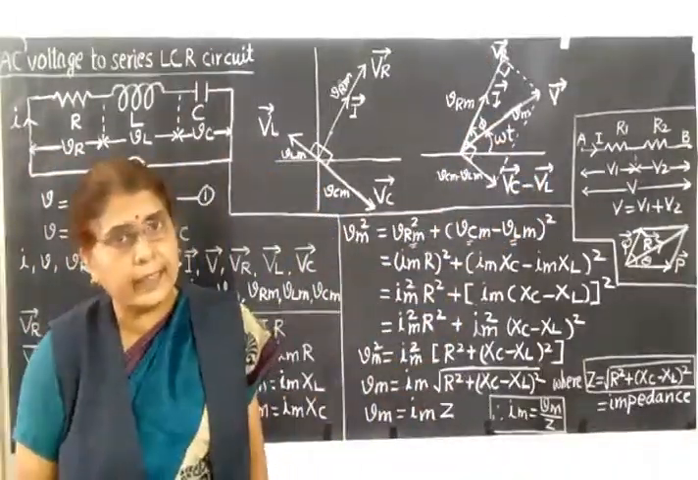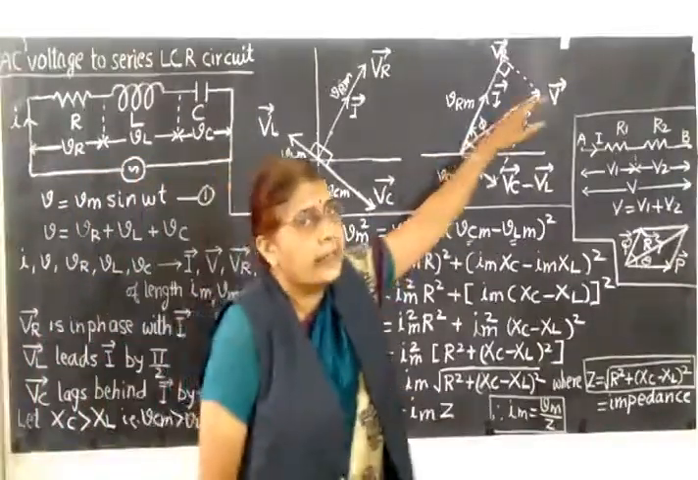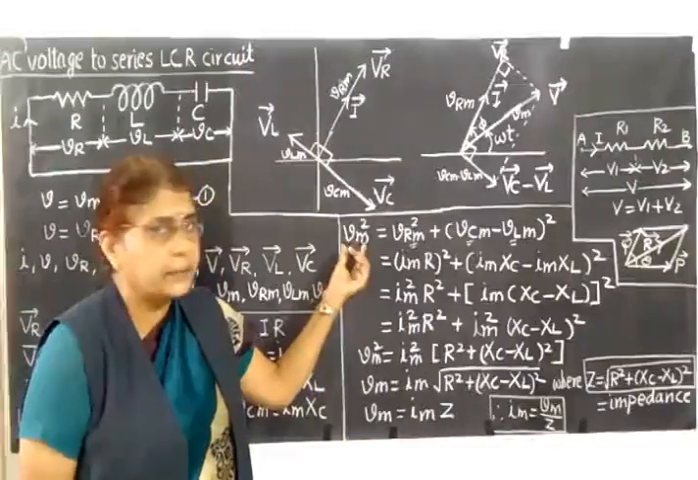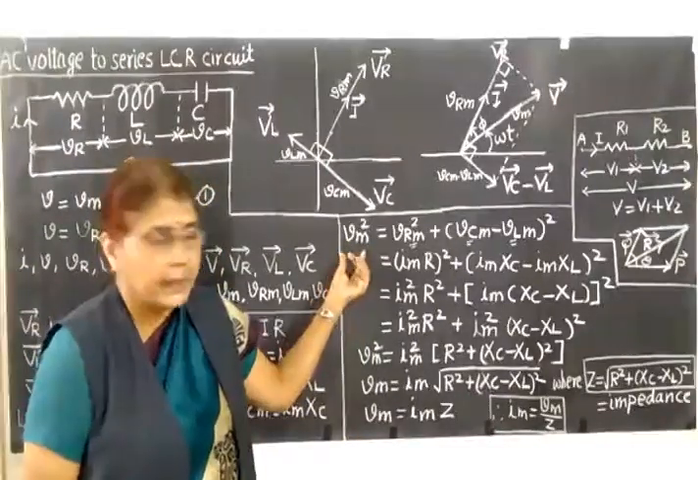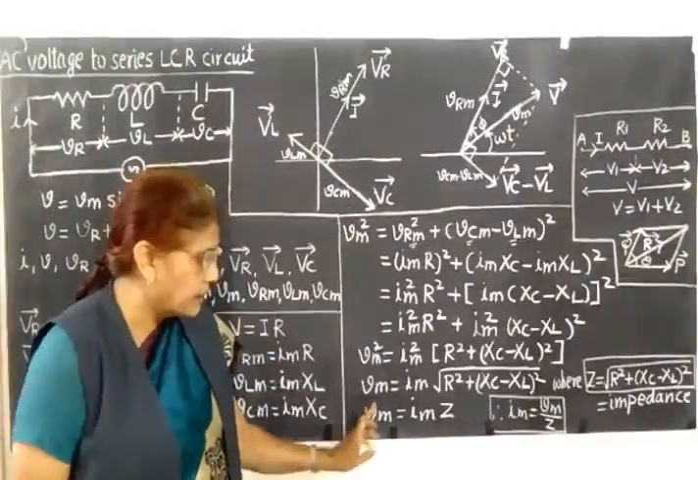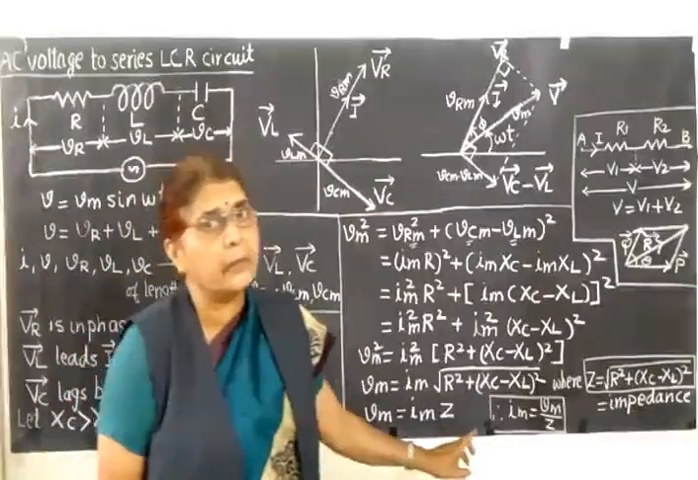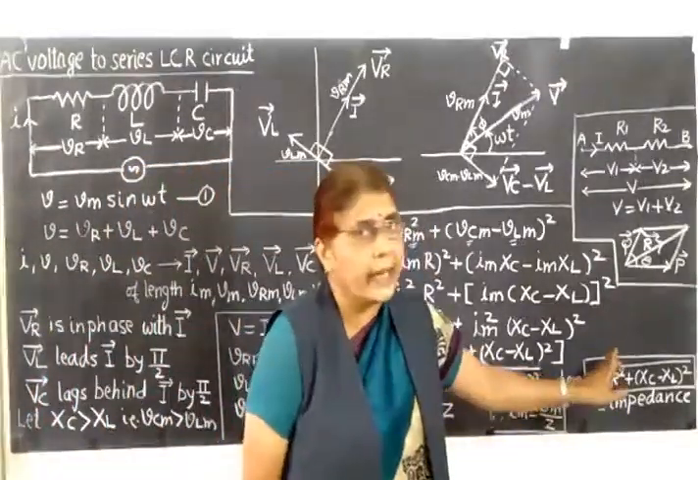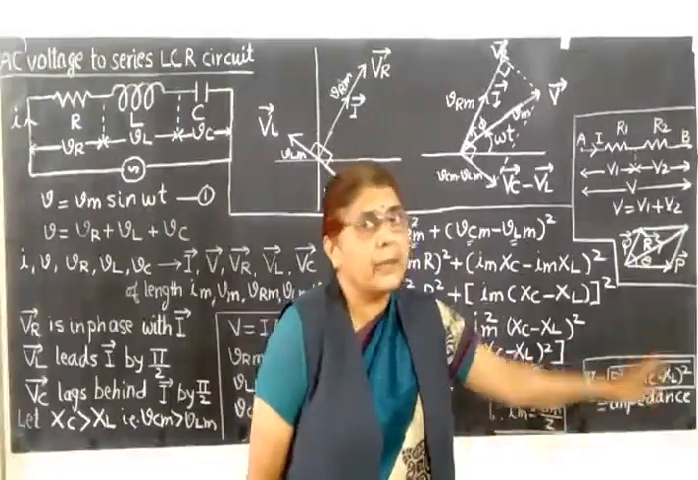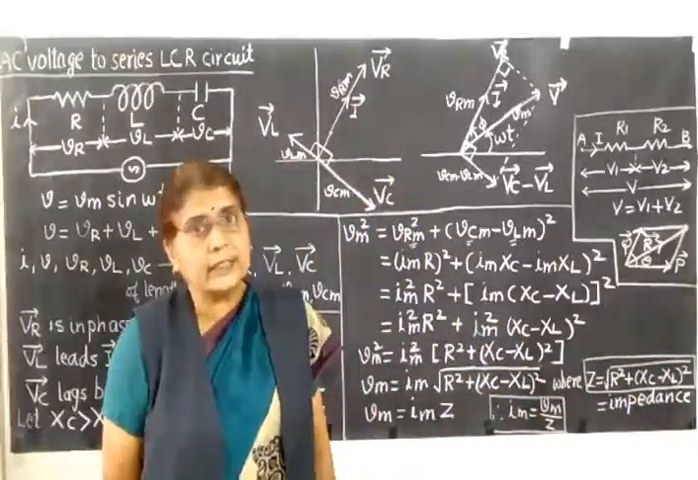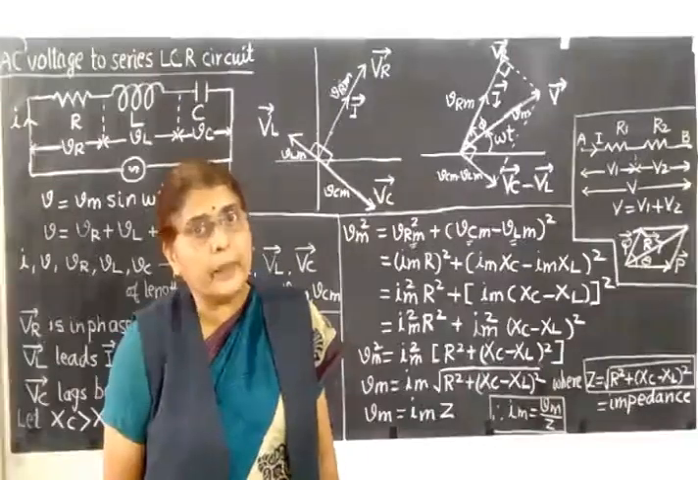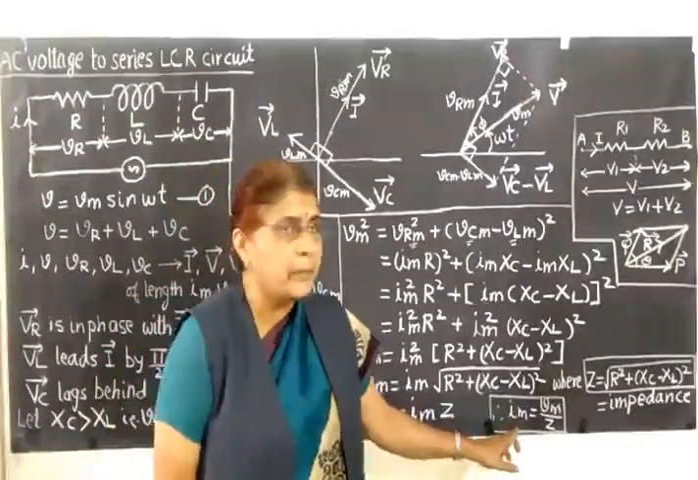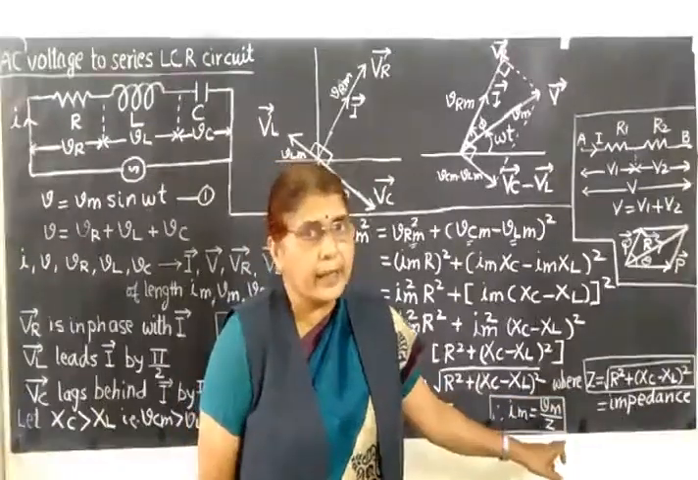How do you find the resultant? The resultant is given by the diagonal of the rectangle. Use the Pythagoras theorem to get an expression for Vm square. Then simplify this, and you come to this expression. Vm is equal to Im into Z. What is the value of Z? Z is equal to the square root of R square plus XC minus XL whole square. So this Z is called the impedance of the LCR circuit. And the expression for current is Im is equal to Vm upon Z.